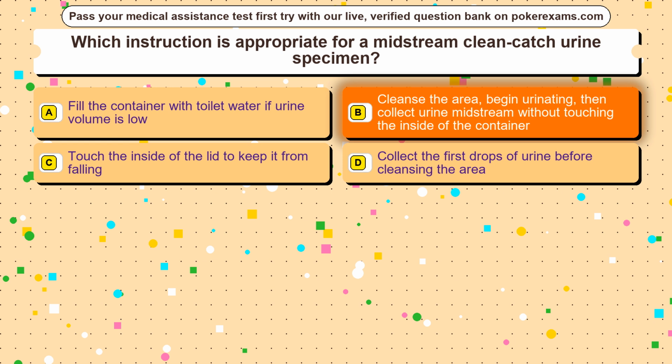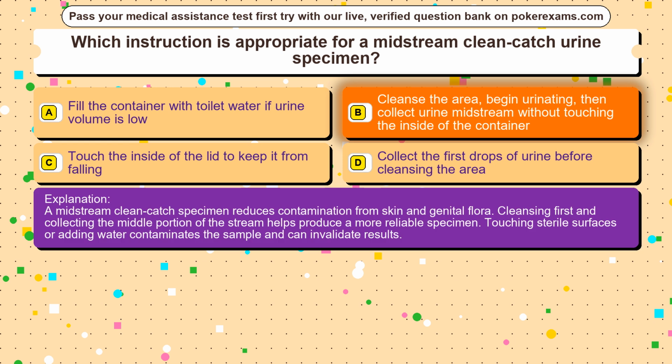the container. A midstream clean-catch specimen reduces contamination from skin and genital flora. Cleansing first and collecting the middle portion of the stream helps produce a more reliable specimen. Touching sterile surfaces or adding water contaminates the sample and can invalidate results.